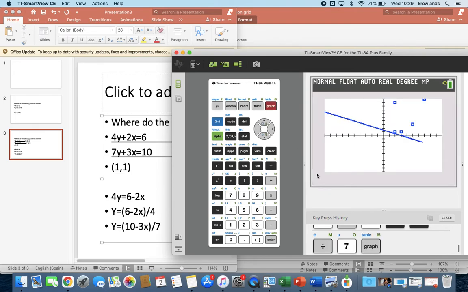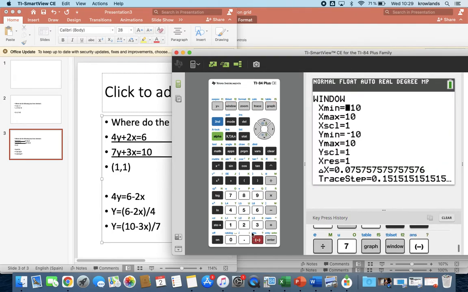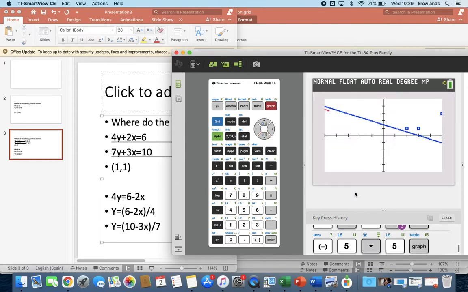We're going to press graph. Again, we've got a blue and a red graph. I want to zoom in a little bit because it's not quite clear what's going on here. So we're going to go to window. I'm going to change this so it's even smaller again. Minus 5, 5. This is just an experimentation with these numbers. You need to practice these questions to understand. Then we're going to press graph. And you can see it's becoming a lot clearer now.